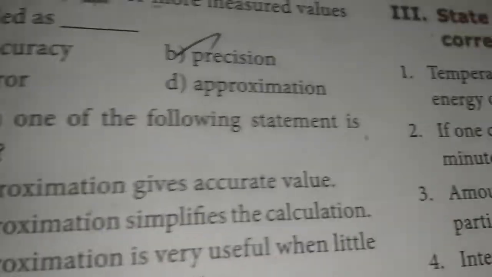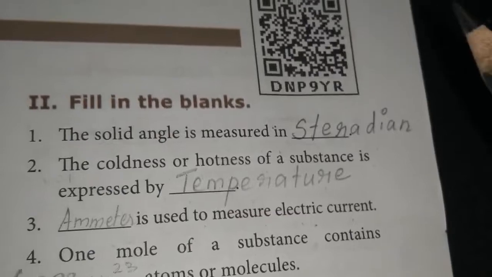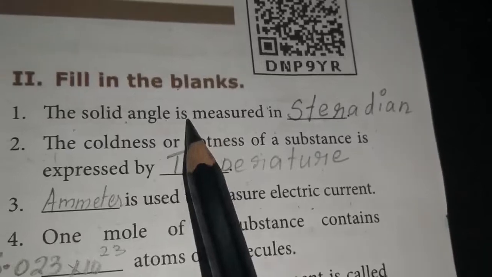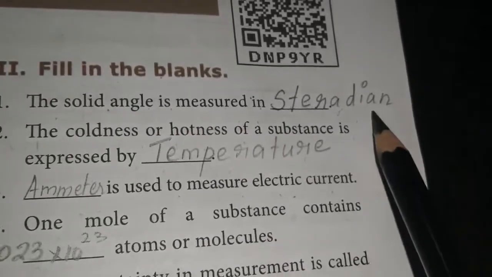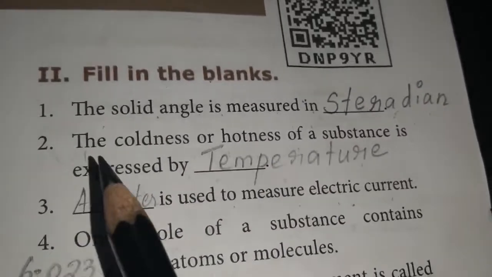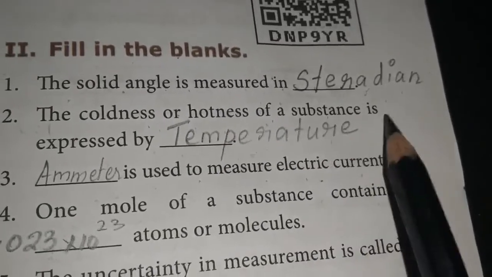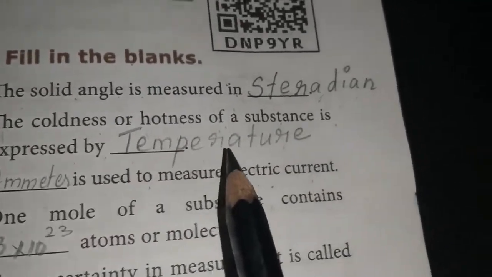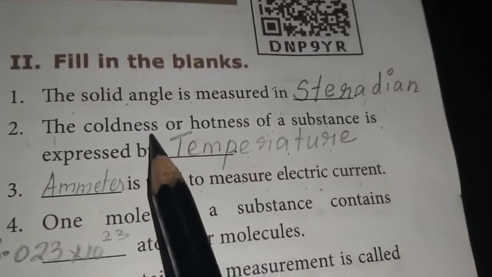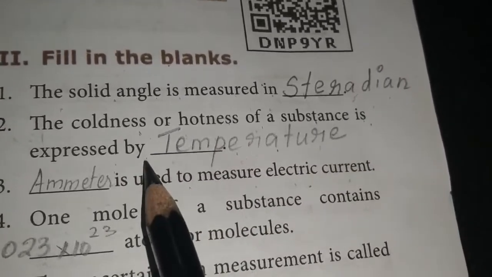And then next part, fill in the blanks. First question, the solid angle is measured in steradian. And then second one, the coldness or hotness of a substance is expressed by temperature. So define temperature: the coldness or hotness of a substance is called temperature.